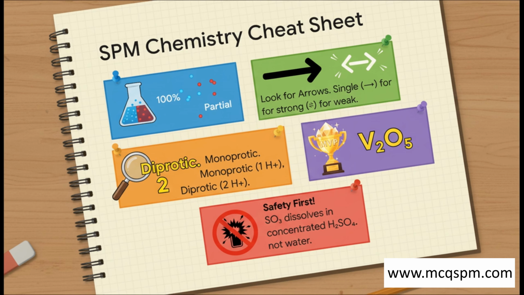Number 3, decode those prefixes. Monoprotic means 1H+, diprotic means 2H+. Number 4, the contact process MVP is vanadium 5 oxide. And finally, number 5, safety first. You dissolve the SO3 in concentrated sulfuric acid, not directly in water.